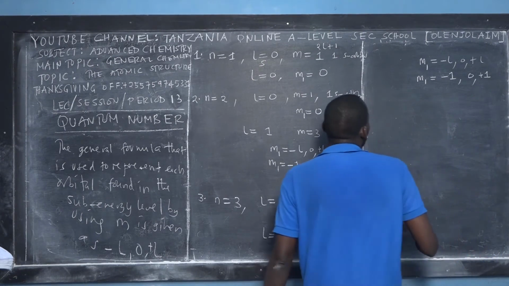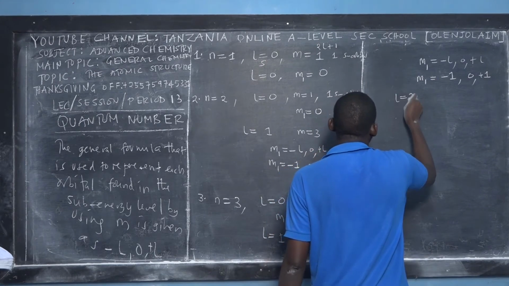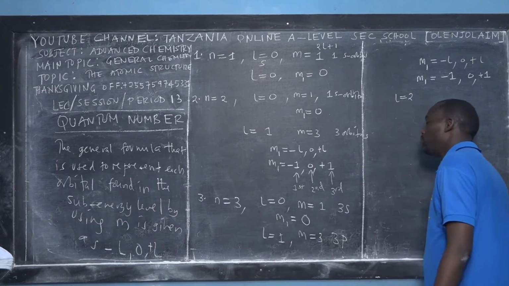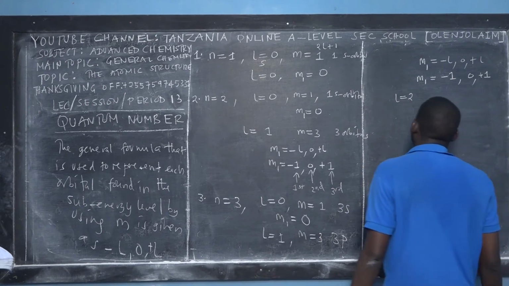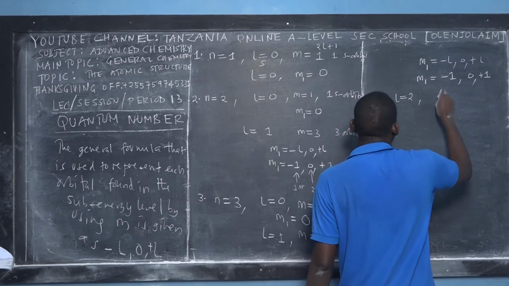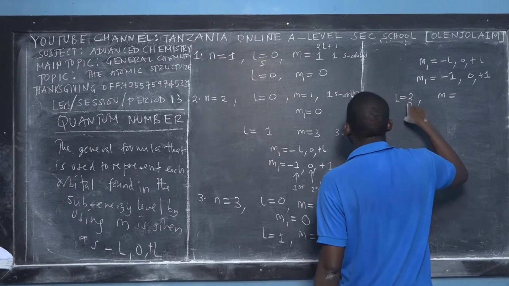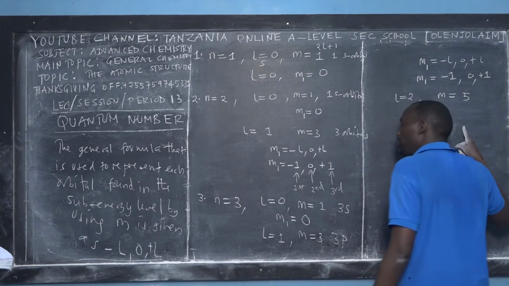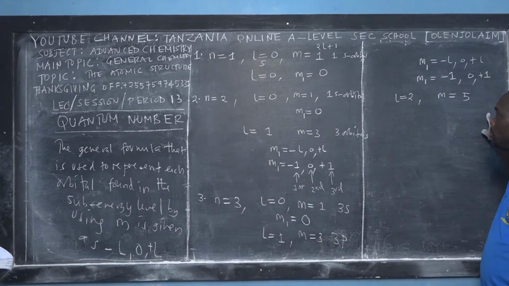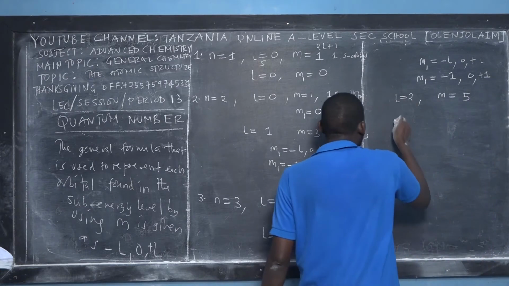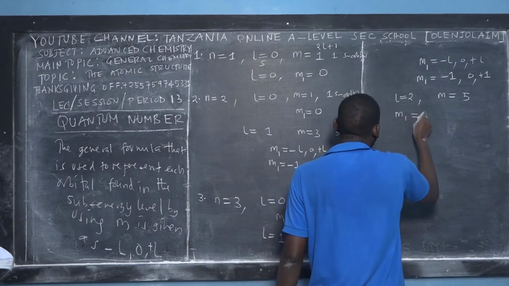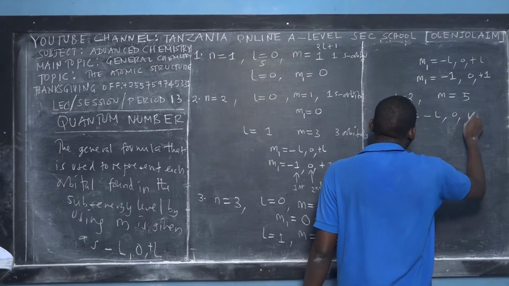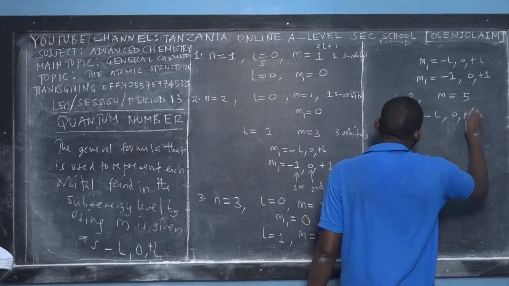We continue. The third value, L is equal to 2. And L is equal to 2 means we take 3 minus 1. So when L is equal to 2, the total number of orbitals, we take 2 times 2, it is 4, plus 1, it is what? 5. So you have how many orbitals? 5 orbitals. How do we represent them? The way we represent them, M1, according to the general formula, is negative L to 0, and then to positive L. This is a lowercase L.